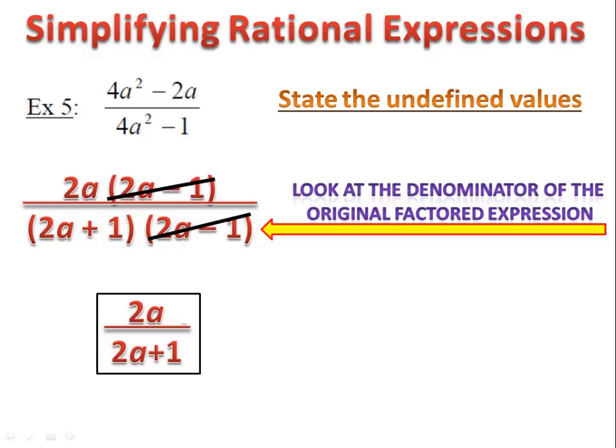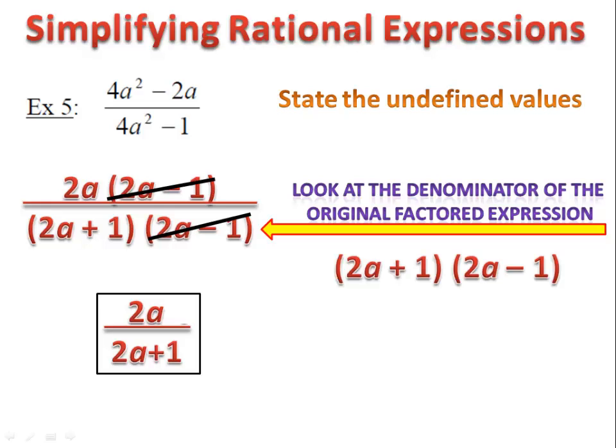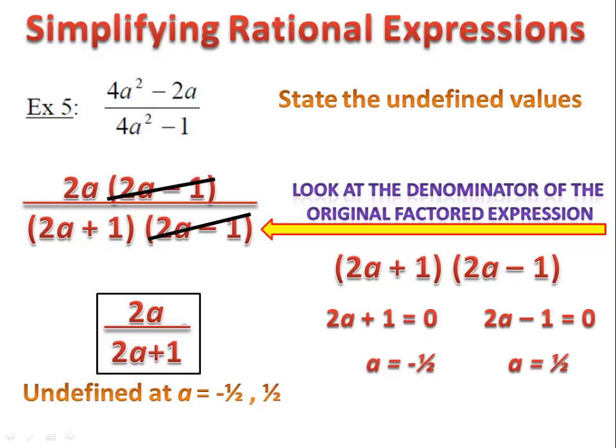We look at the denominator of the fraction that we factored everything out in before we cancel anything. We look at those pieces, in this case the 2a plus 1 and the 2a minus 1. We write two equations, 2a plus 1 equals 0, 2a minus 1 equals 0, and then we solve those to get the undefined values. If a is negative 1/2, we will have something over 0. If a is positive 1/2, we will also get something over 0. So we say at the end, undefined at a equals negative 1/2 and positive 1/2.